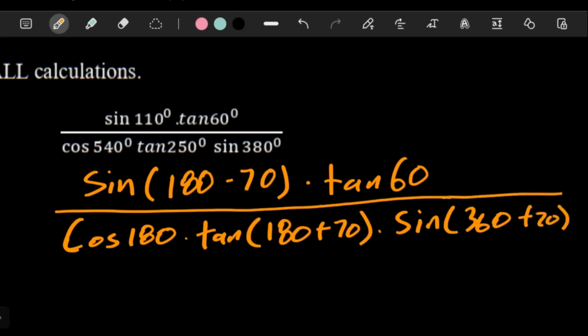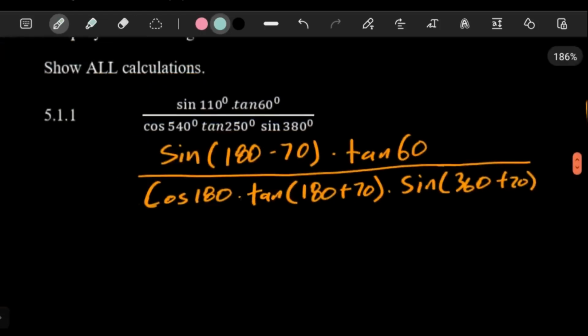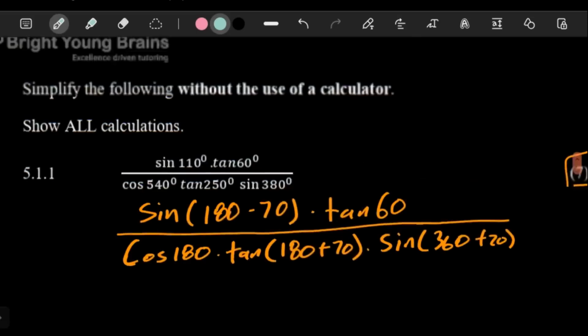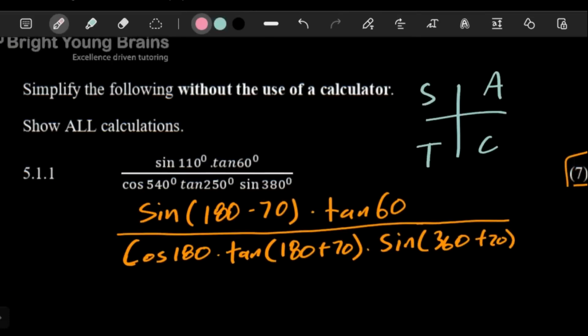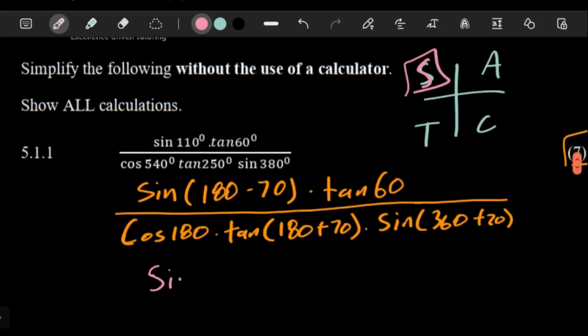Okay, there we go. Now all this being done, 180 minus, so you can just use the CAST diagram actually. So 180 minus is in this quadrant, where sine is positive, so it's going to be sine 70. And then this 1060.